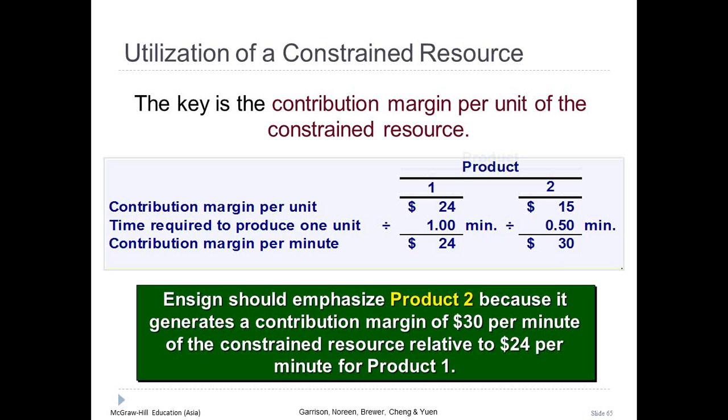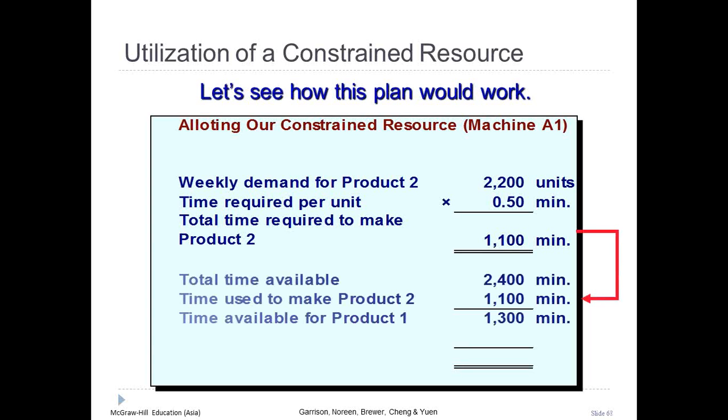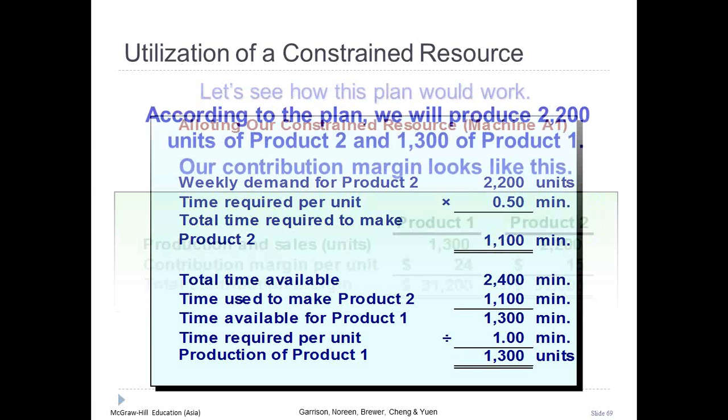Satisfying the weekly demand of 2,200 units for product 2 would consume 1,100 minutes of available capacity on machine A1. This implies that 1,300 constraint minutes would still be available to satisfy demand for product 1. Since each unit of product 1 requires 1 minute of A1 machine time, Ensign could produce 1,300 units of product 1 with its remaining capacity. This mix of production would yield a total contribution margin of $64,200.